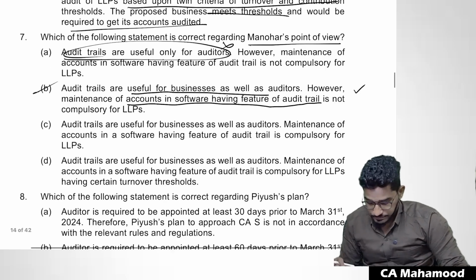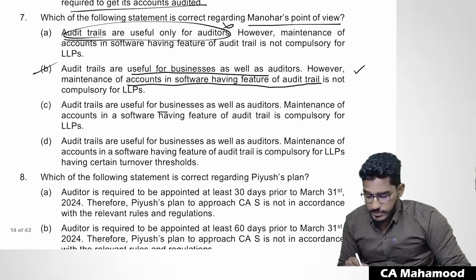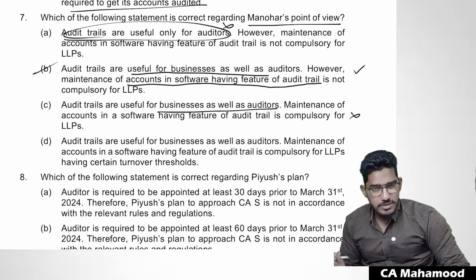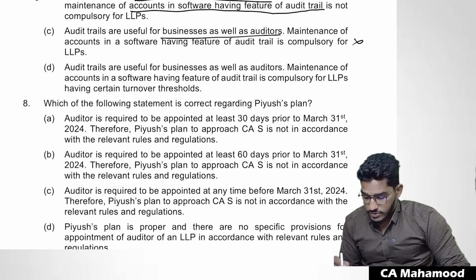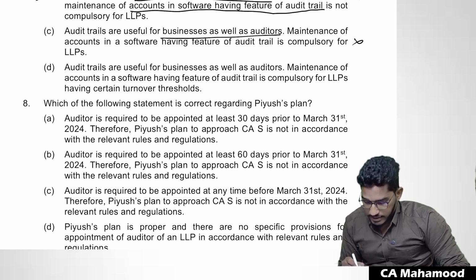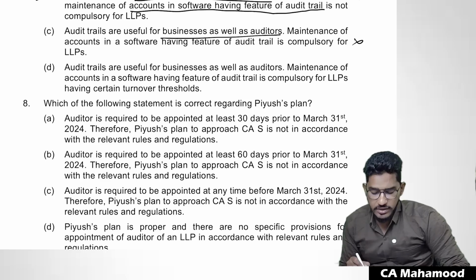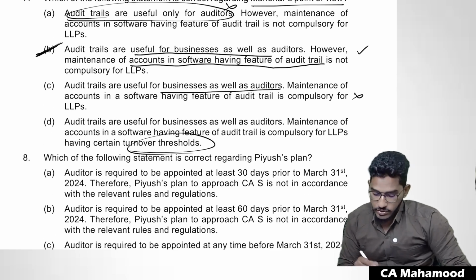This option looks fine. Audit trails are useful for businesses as well as auditors. Maintenance of accounts and software having feature of audit trail is compulsory. It is not compulsory for LLPs now. Audit trails are useful for businesses as well as auditors. Maintenance of accounts and software having feature of audit trail is compulsory for LLP having turnover. No, it is not at all compulsory for LLPs. So option B is the correct option.